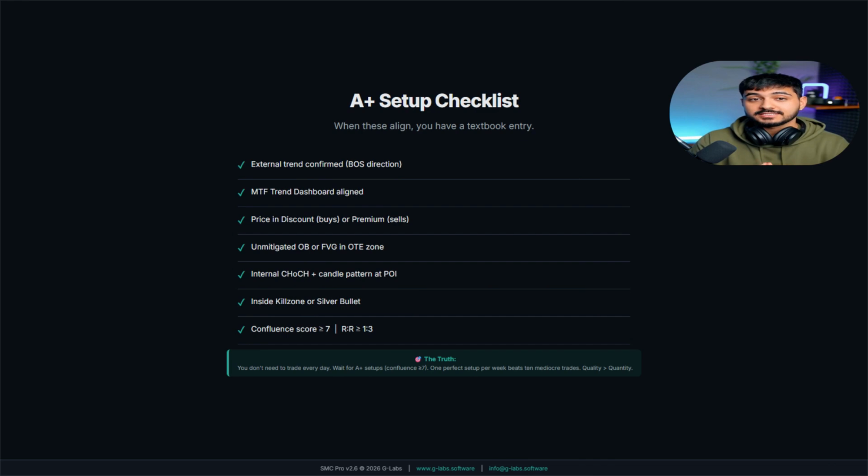The A+ setup checklist. External trend confirmed. MTF dashboard aligned. Price in correct PD zone. Unmitigated OB or FVG in OTE. Internal CHoCH in your direction. Candle pattern at the POI. Inside a kill zone or silver bullet.